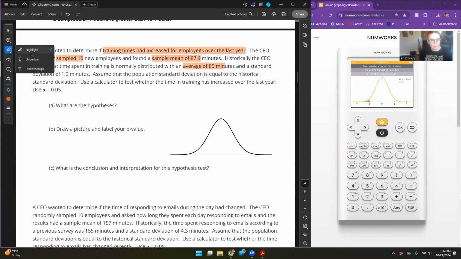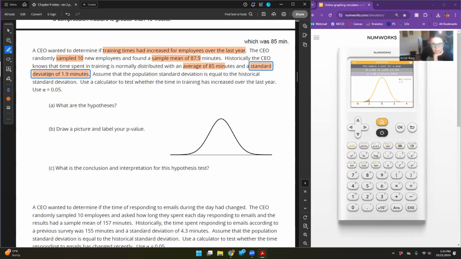So let me just put that information up at the top. Had increased for employees over last year, which was 85 minutes. Okay. The standard deviation was 1.9 minutes. Again, this is the population stat. Assume the population standard deviation is equal to this. So this is the population standard deviation.